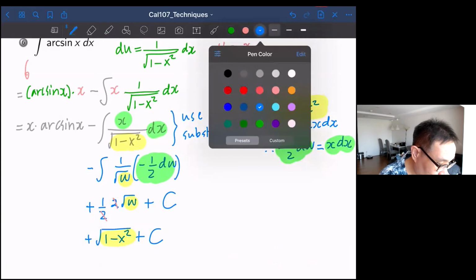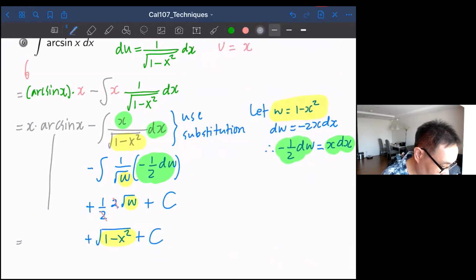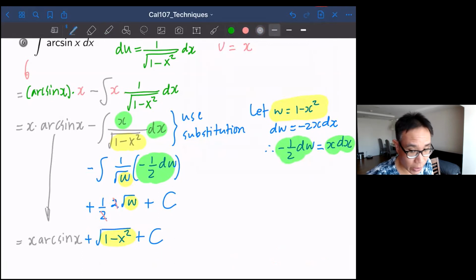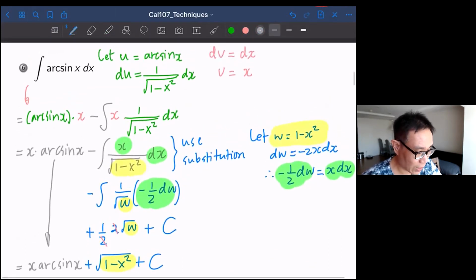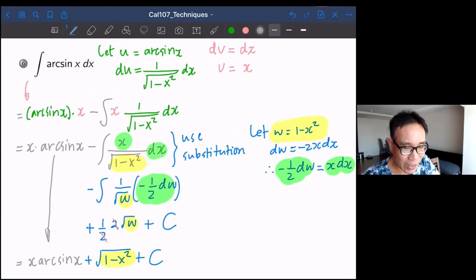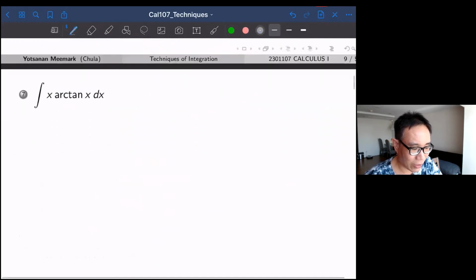Finally, let's copy down this term. So you get x arcsin x plus the square root of 1 minus x squared plus c for the integral of arcsin. Again, the derivative of arcsin equals 1 over the square root of 1 minus x squared. However, to integrate arcsin, use integration by parts. We do not memorize it. We just say use integration by parts.